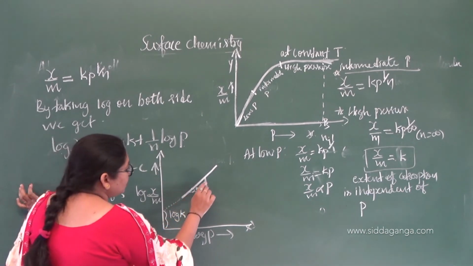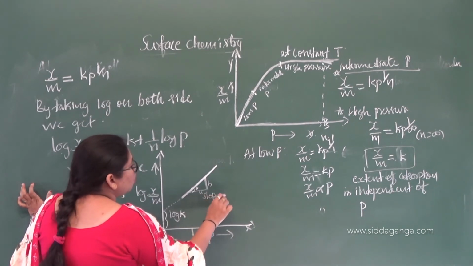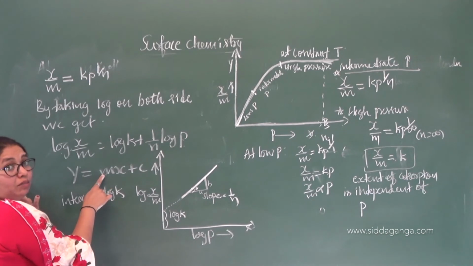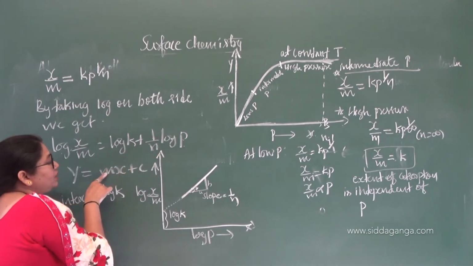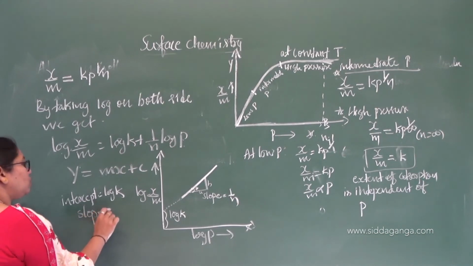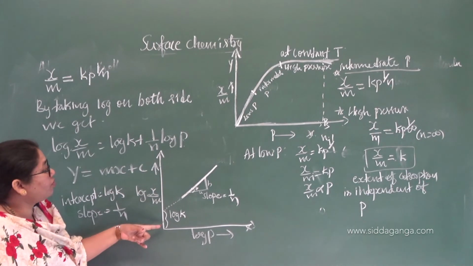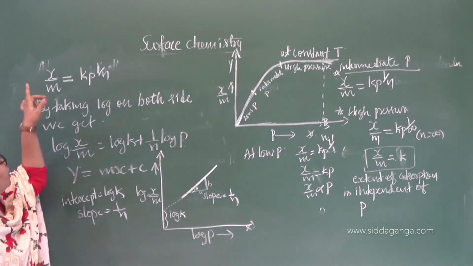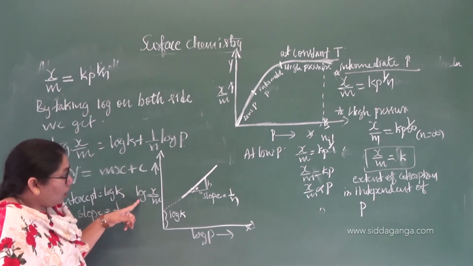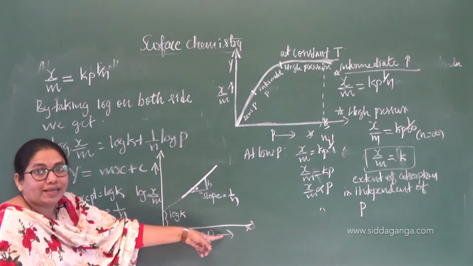And this is nothing but the slope. The slope is nothing but 1 by n, which is the m here. What is there in the place of m? 1 by n. So I can represent the slope as equal to 1 by n. This is how you draw the graph if you take the logarithm of the Freundlich adsorption isotherm. You take log x by m on the y-axis and log p on the x-axis.